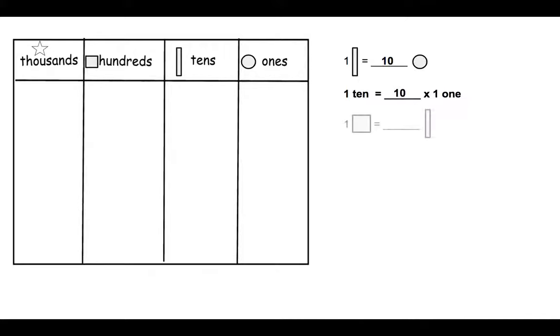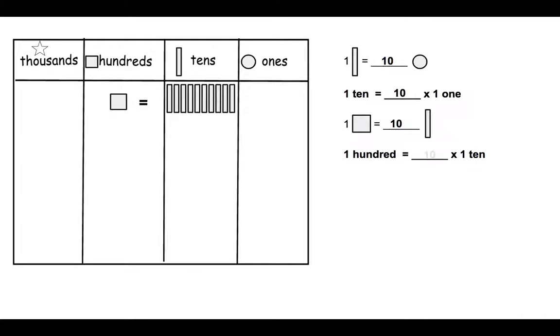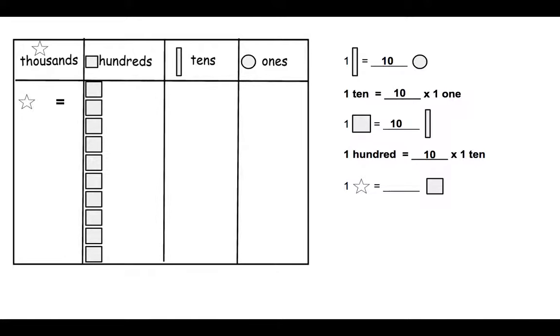Let's keep going. 100 is equal to how many tens? Well, remember, 100 is equal to 10 tens. So the multiplication sentence we can write here is that 100 is equal to 10 groups of 10. Finally, we might ask, 1,000 is equal to how many hundreds? Well, remember, 1,000 is equal to 10 hundreds. We could say 1,000 is equal to 10 groups of 100.